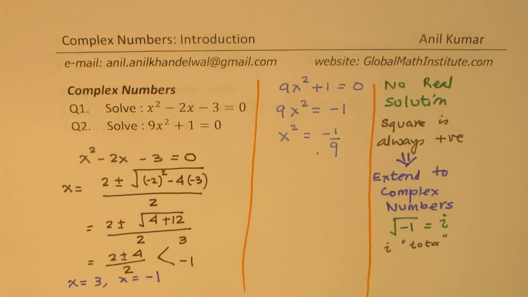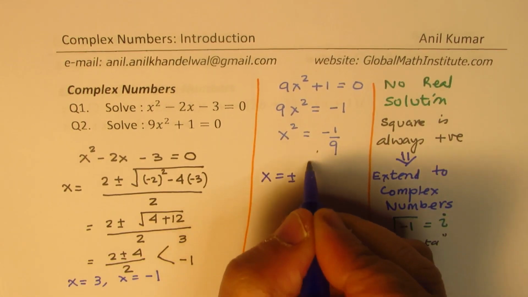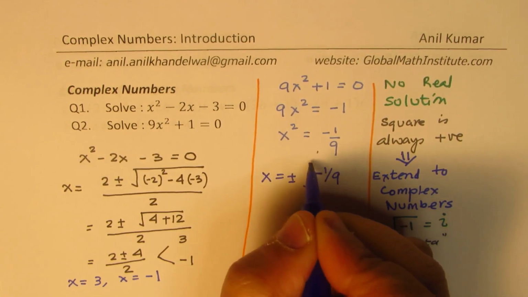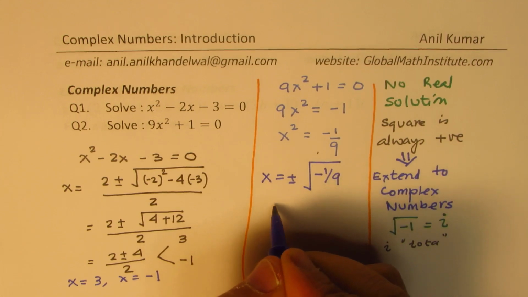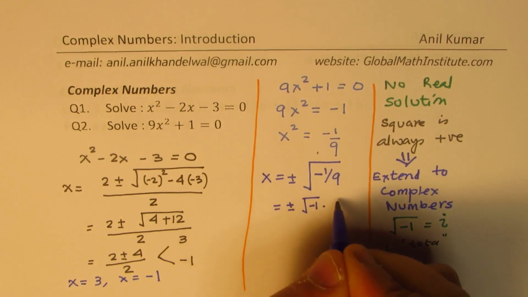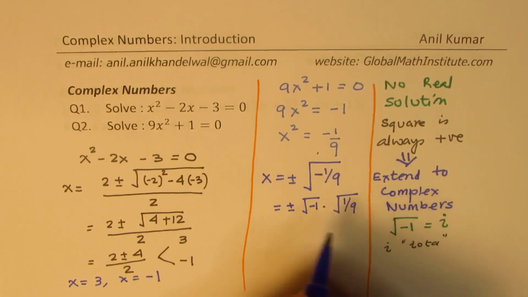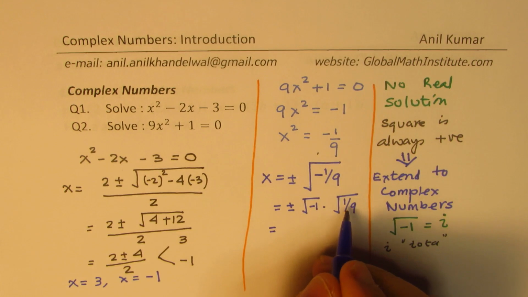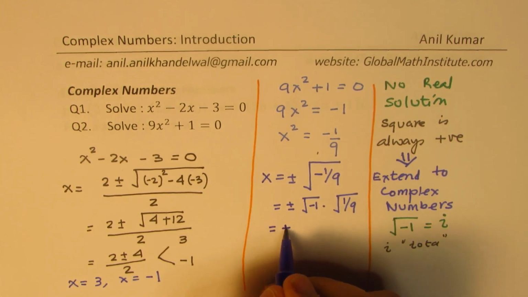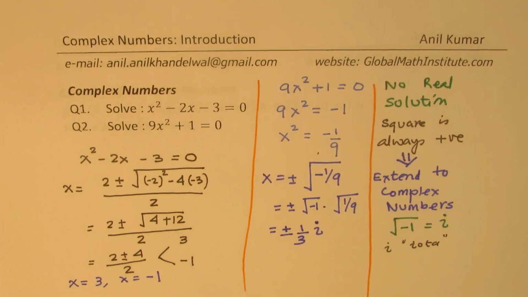Perfect. So now, if I have to solve this equation, I will say x equals plus minus square root of negative 1 over 9, which you can think of as plus minus square root of negative 1 times square root of 1 over 9. Now the square root of negative 1 is iota for us in the set of complex numbers, and the square root of 1 over 9 is 1 over 3. So we can write this as plus minus 1 over 3 i. Correct? Now that becomes a complex number, this iota, which is the square root of minus 1.